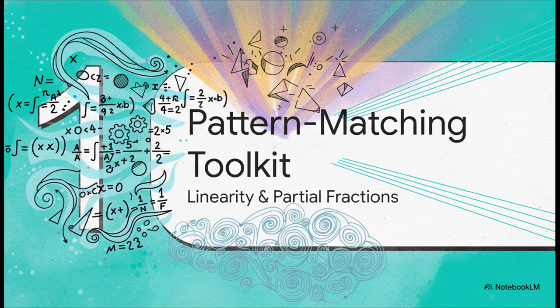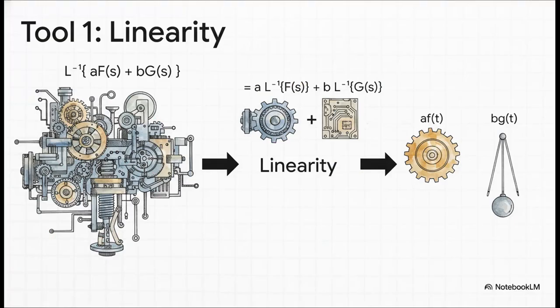Okay, so if it's all a game of pattern matching, what's in our toolkit? Well, we've got two main techniques we're going to use to whip these functions into shape: linearity and the real heavy hitter, partial fraction decomposition. First up is linearity, and trust me, this is your best friend. Just like the forward transform, the inverse is linear. And what that means for us is, if we have a big, ugly function with a bunch of terms added together, we can just break it apart. We find the inverse of each little piece separately, and then we just add them all back up at the end. It's a classic divide and conquer strategy.